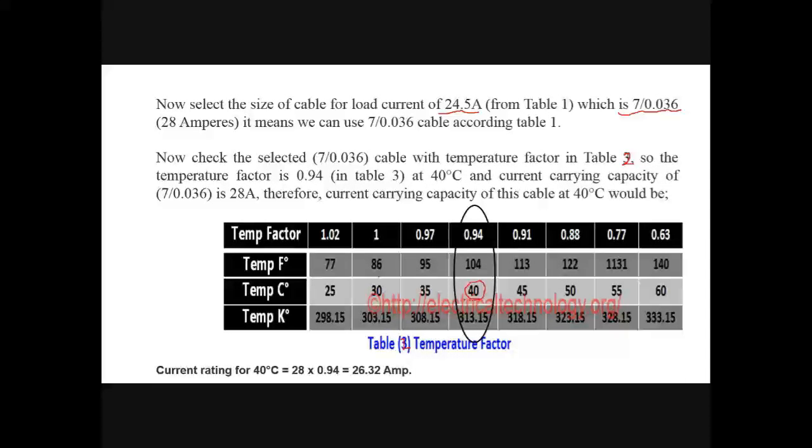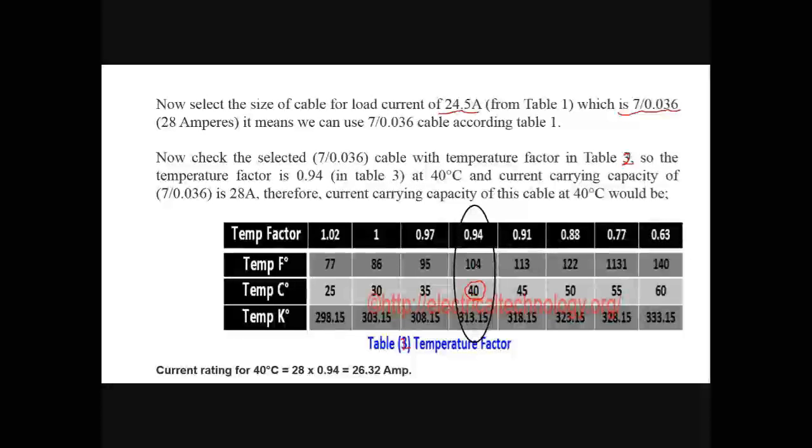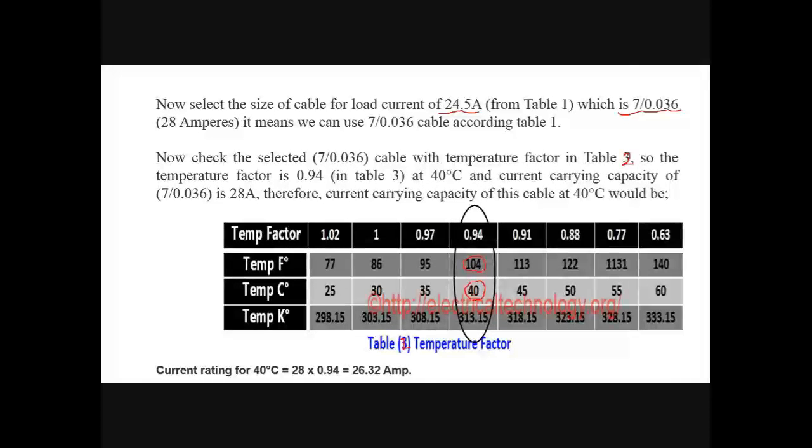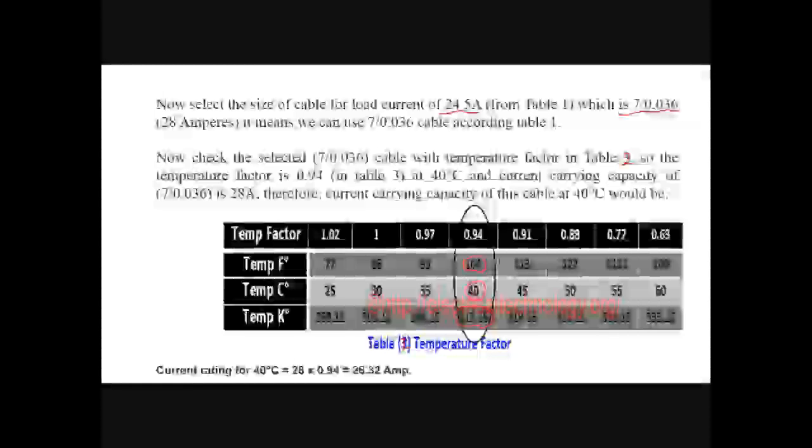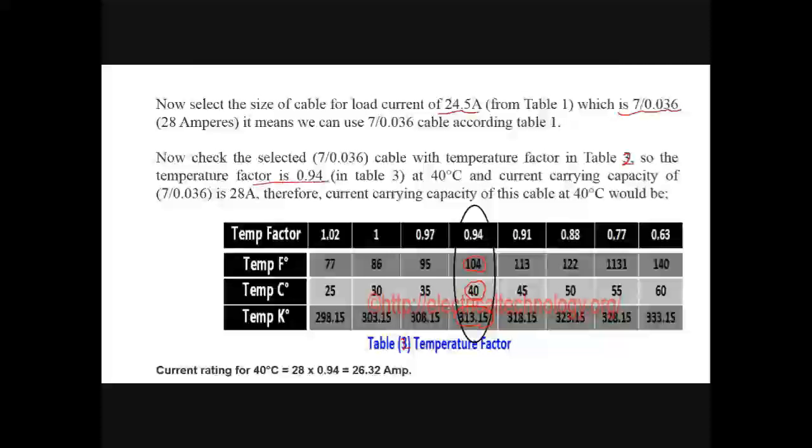Here you can see we are interested in 40 degrees Celsius. It is 104 in Fahrenheit and 313.15 in Kelvin, and the factor is 0.94. So the factor is 0.94 at 40 degrees Celsius. The current carrying capacity of this particular conductor size 7/0.036 is 28 ampere.